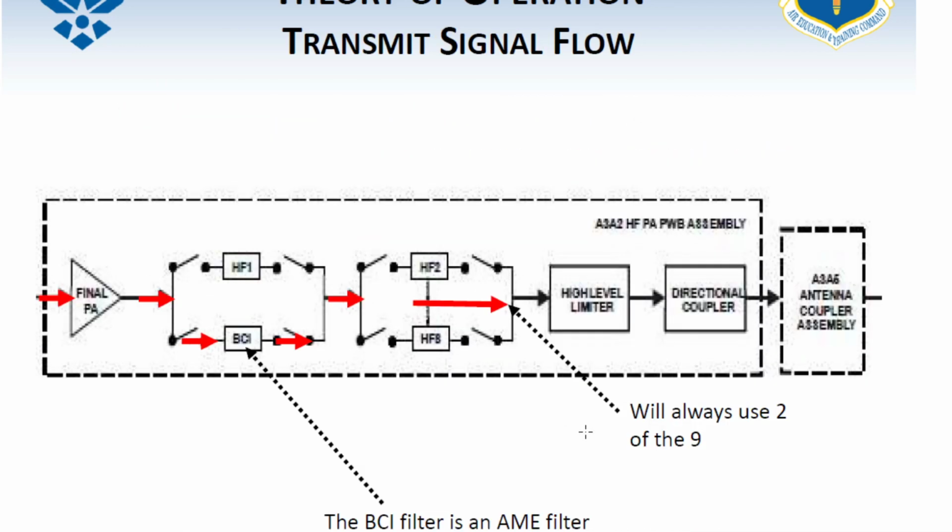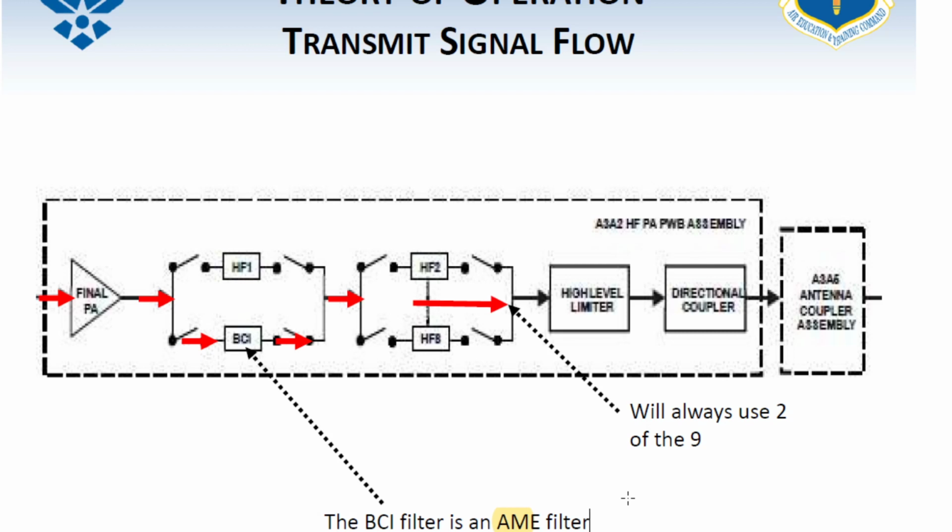So let's go back here. One thing you guys want to note is this BCI filter on the bottom, it's for AME. Does anybody remember what AME mode is? It's like that alternate mode. Not an alternate mode. It's one of the modes that the radio has. What would we use AME mode for? I know AME had to do with the single sideband, I believe.